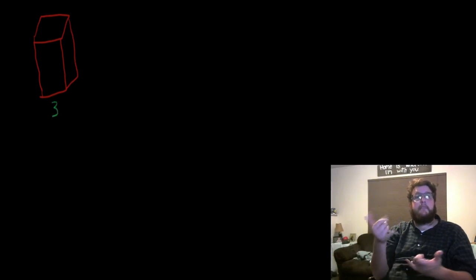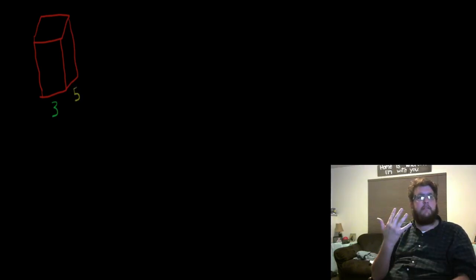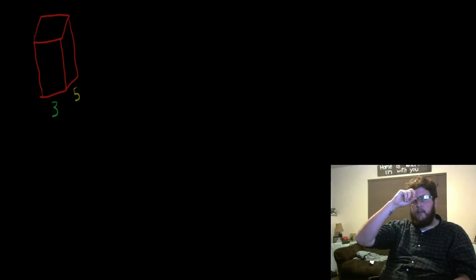Alright, number 8 is a similar problem. It's a volume problem again, but this time it gives us a rectangular prism that I will attempt to draw. That goes straight-ish down. This goes straight-ish down. This is not easy. Alright, and it tells us that the length is 3. The width is 5, and the height is 8.